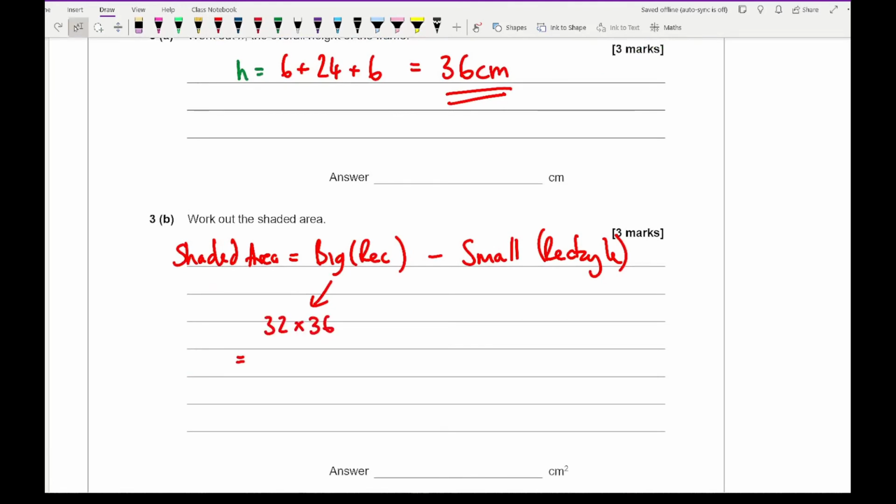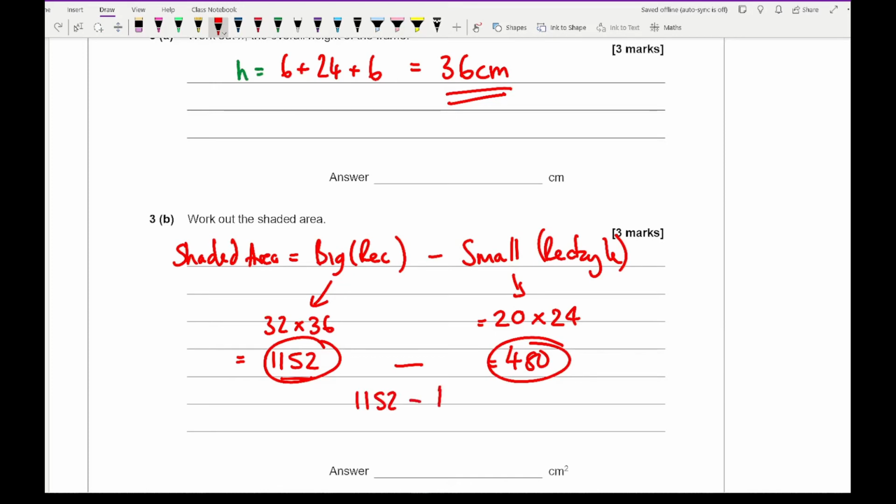So that's going to be 32 multiplied by 36. If you do a bit of long multiplication, either using the grid method, column method, any method you want, you should end up with an answer of 1152. Then to work out the small rectangle, that's going to be 20 times 24. And again, with a bit of long multiplication, you find the answer is 480. So then taking those two numbers away from each other, 1152 minus 480.